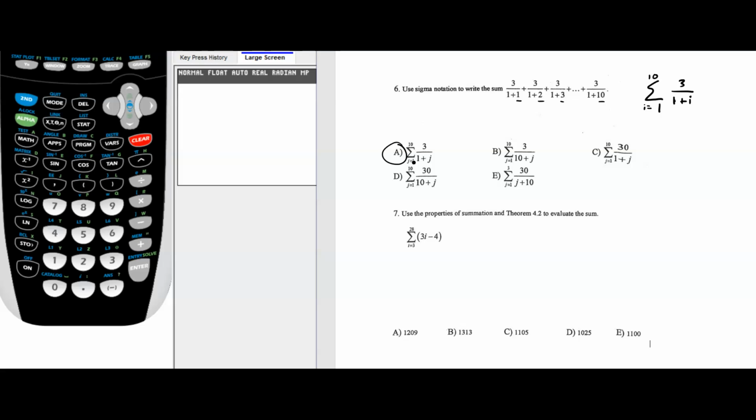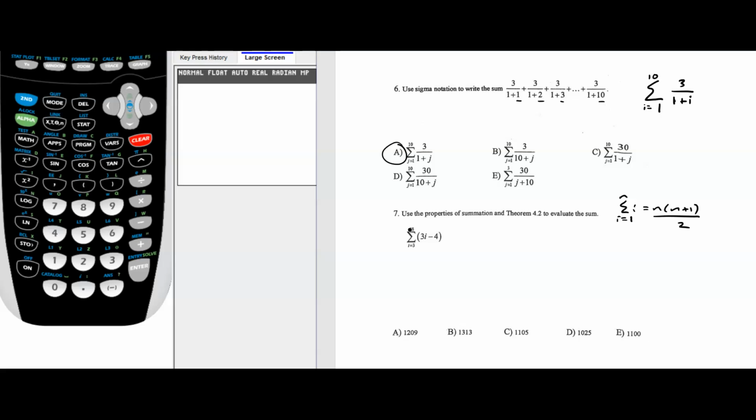Number 7 is actually a really tricky question. It says use the properties of summation in theorem 4.2 to evaluate the sum. Before we do that, remember that those properties we looked at before, for instance, that the sum of i is equal to n times n plus 1 over 2, were very specifically based upon the fact that i was going from 1 to n. And in this problem, we're going from 3 to 28.